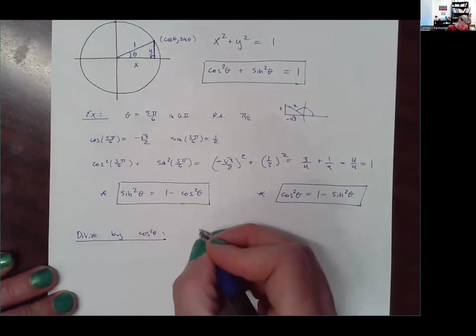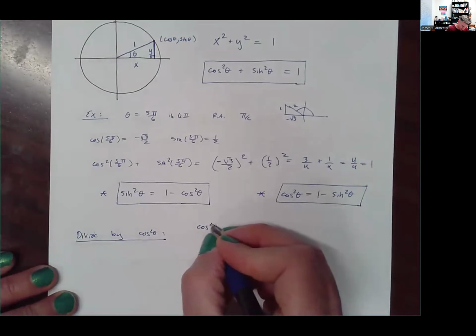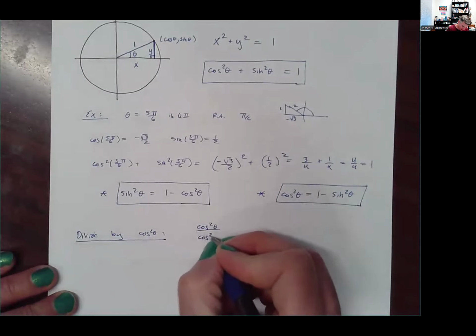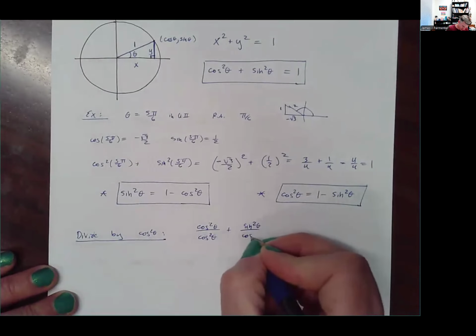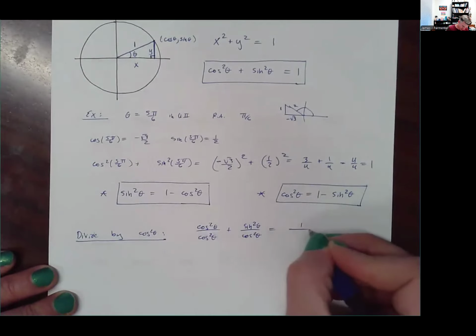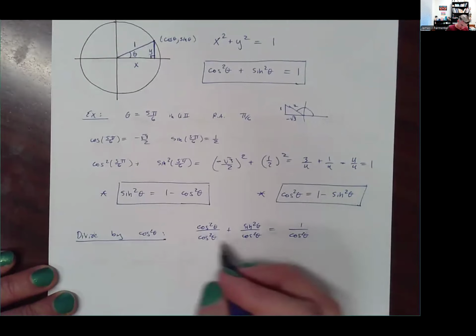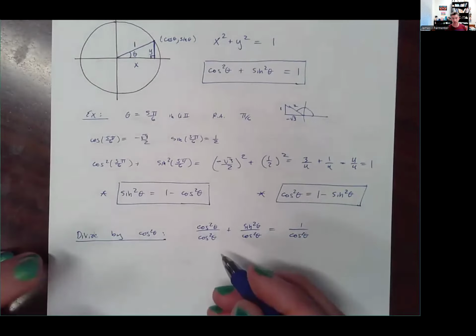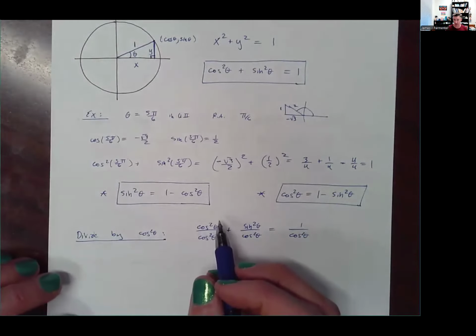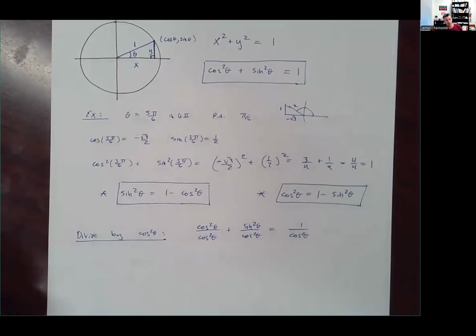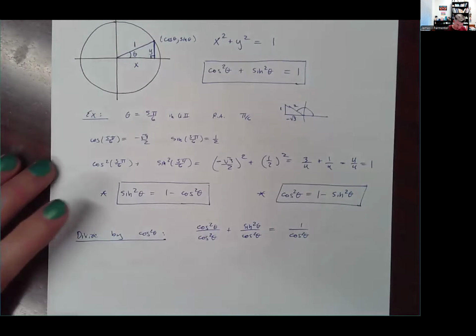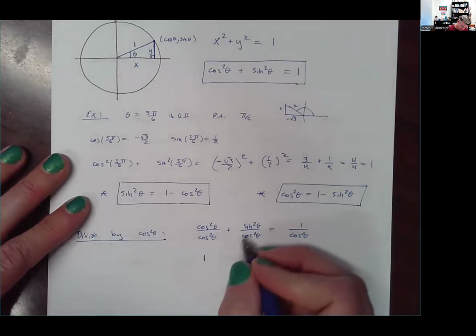we end up getting cosine squared theta divided by cosine squared theta plus sine squared theta divided by cosine squared theta equal to 1 divided by cosine squared theta. Anything divided by itself, as long as it's not 0, is 1. So like 5 divided by 5 is 1. Cosine squared divided by cosine squared is 1. 0 divided by 0 is, okay, it's a problem. We're not there. So this is going to be 1.